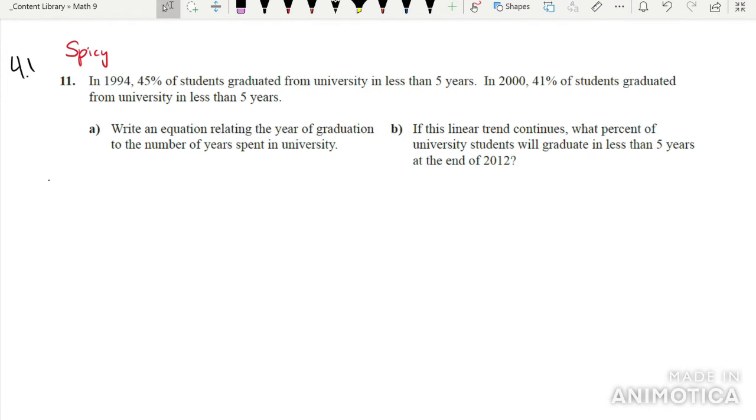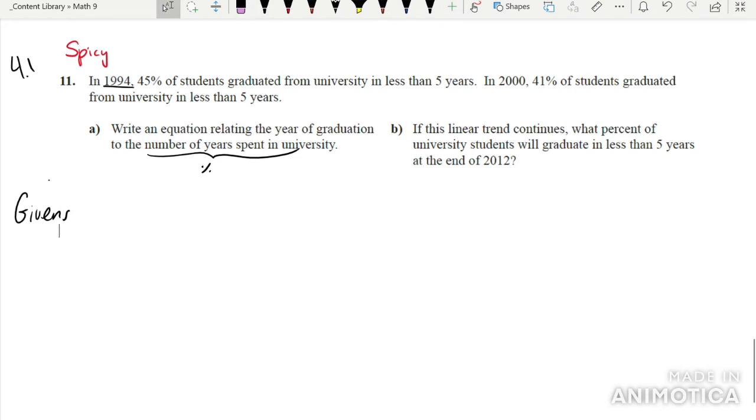So question A asks, write an equation relating the year of graduation to the number of years spent in university. So this part here, we're looking for a percent. But I'm going to start with my guess method. So I'm going to start with my givens.